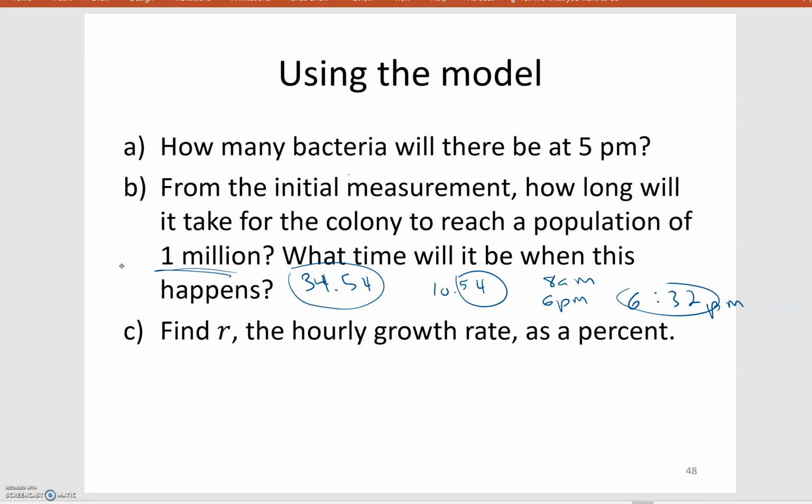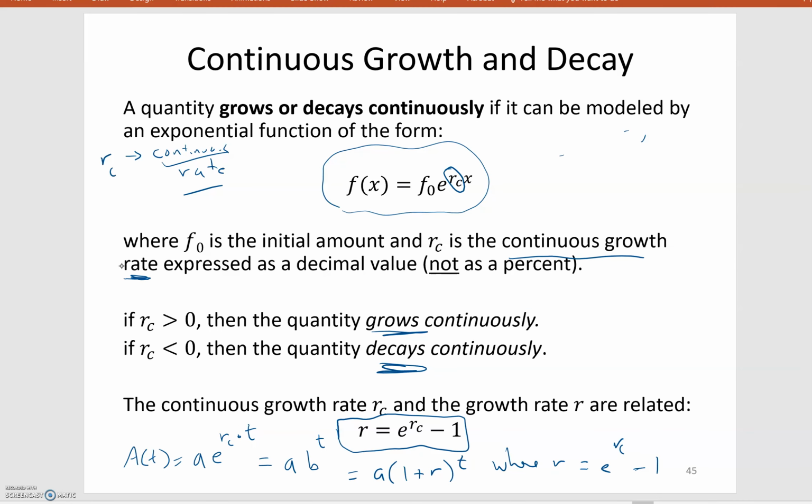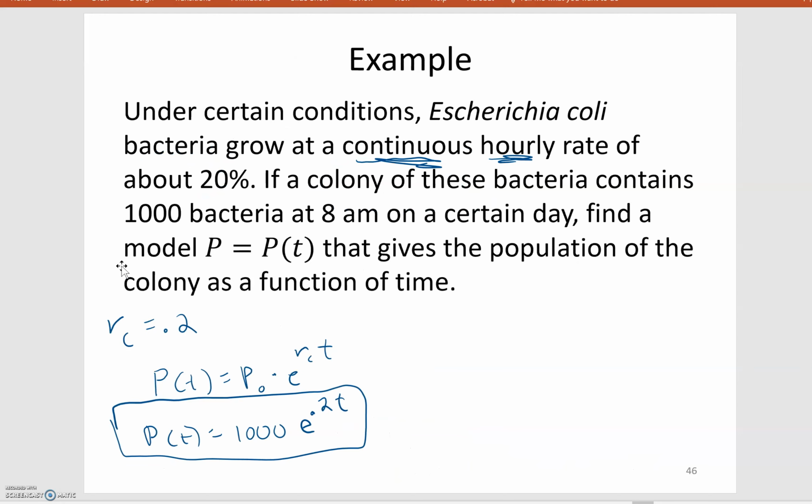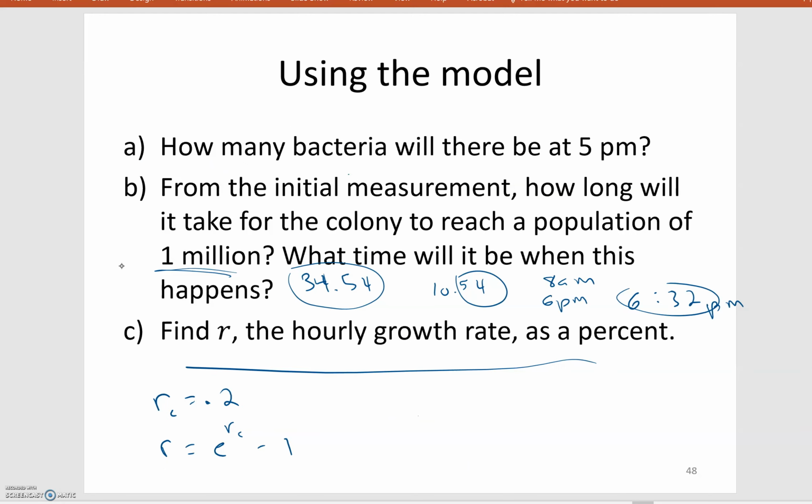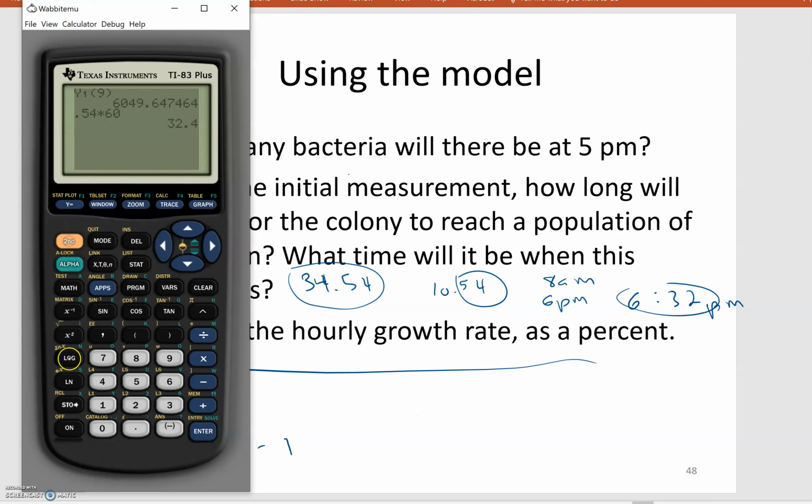All right. What about part C? Find R, the hourly growth rate. Well, we know that RC is 0.2, and the connection between RC and R is that R is equal to e to the RC minus 1, right? So that's just from the previous slide. So we just need to compute this. So that's 2nd e to the 0.2. And notice you've got to be careful to make sure that this is the only thing in the exponent here.